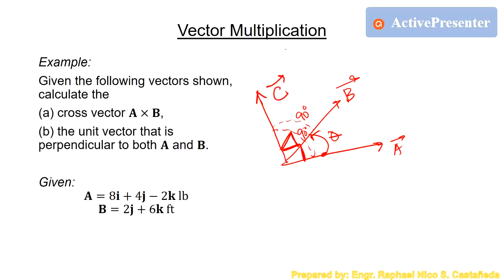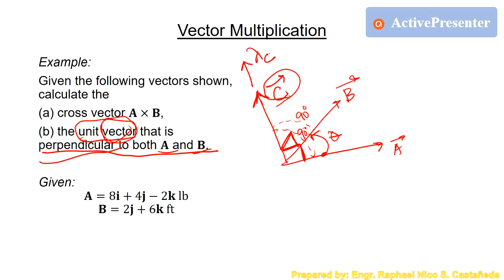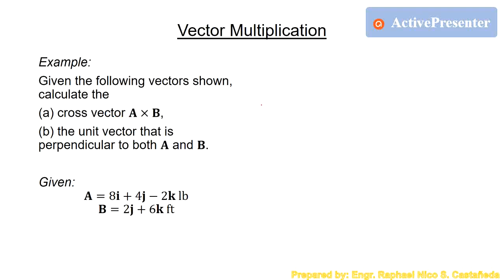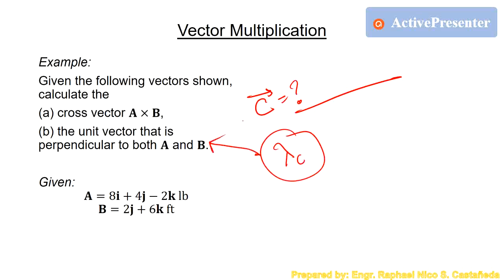If you want the unit vector that is perpendicular to both A and B, we have the vector itself, C, that is perpendicular to both A and B. But if you want the unit vector, it is the unit vector of vector C, which is lambda C. So what we will do now is to get vector C first. Once we have vector C, the answer will be the unit vector of C, which is lambda C.